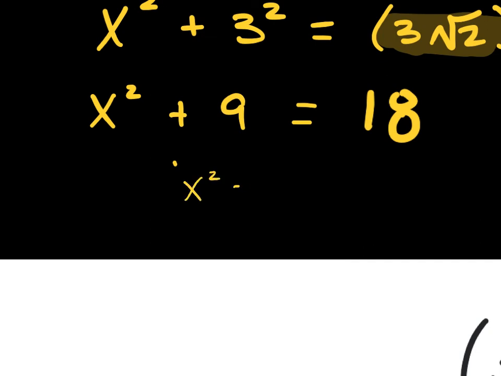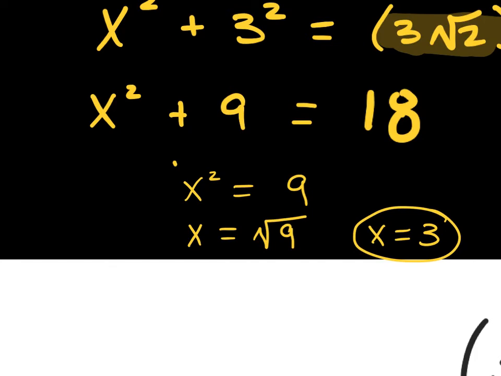Okay, subtract 9, and we get x squared is equal to 9. And then the square root of... Wouldn't it be x equals 3? Yeah, perfect.